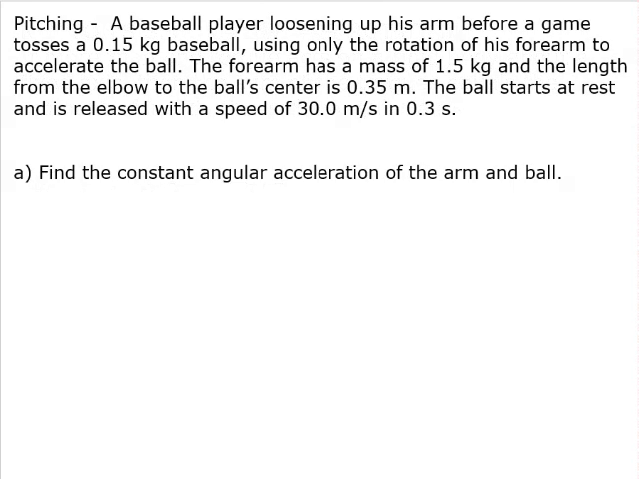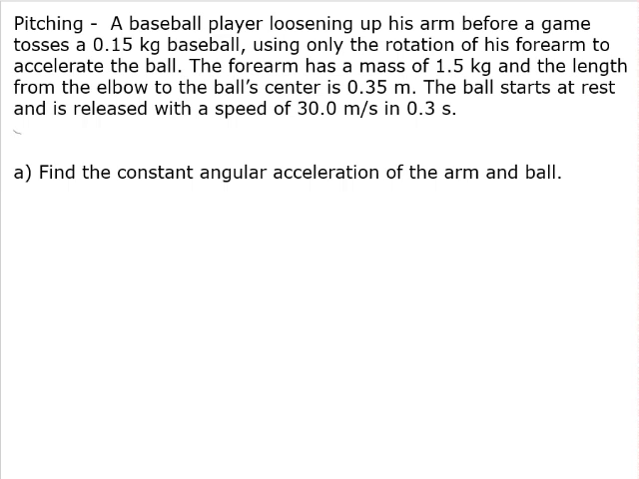In our example problem, we have a baseball player loosening up his arm before a game who tosses a 0.15 kilogram baseball using only the rotation of his forearm to accelerate the ball. The forearm has a mass of 1.5 kilograms and the length from the elbow to the ball's center is 0.35 meters. The ball starts at rest and is released with a speed of 30 meters per second in 0.3 seconds.